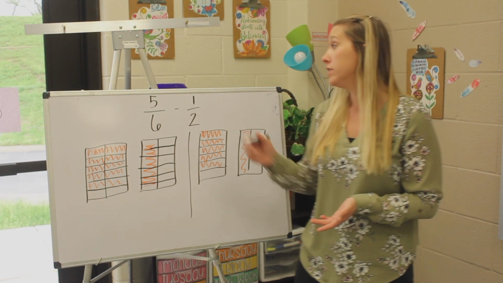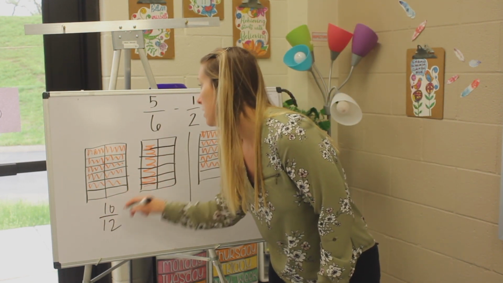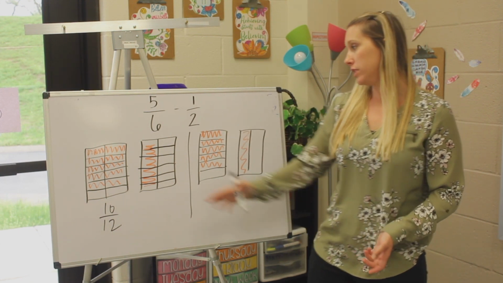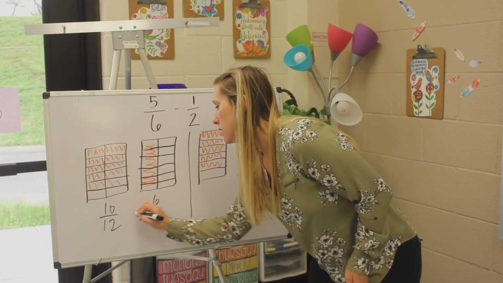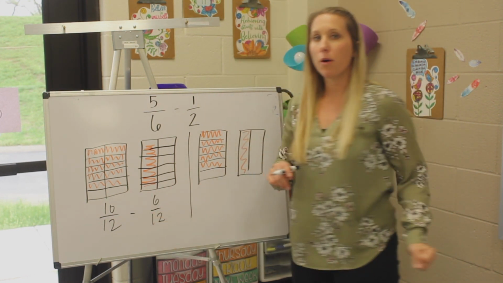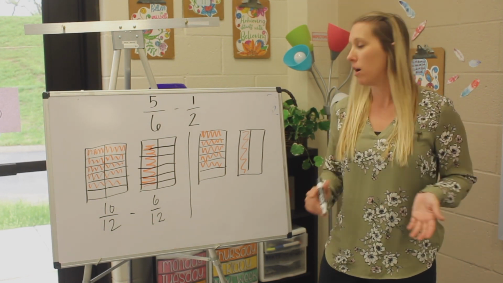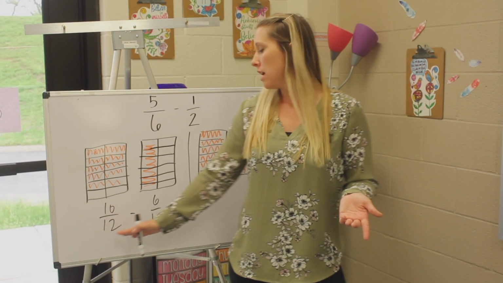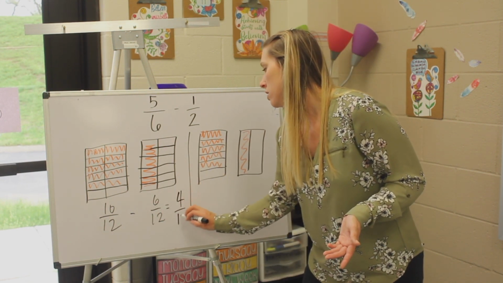It would be equivalent to 10 twelfths. 1/2 would be equivalent to 6 twelfths. So my question to you is, could I solve that now that we're both in twelfths? The answer is yes, because we have a common unit. 10 twelfths minus 6 twelfths is 4 twelfths.